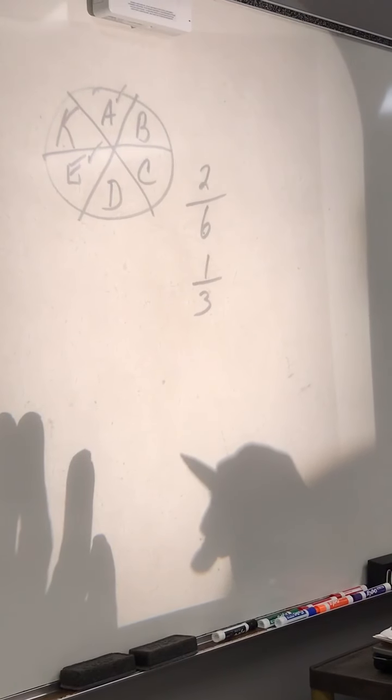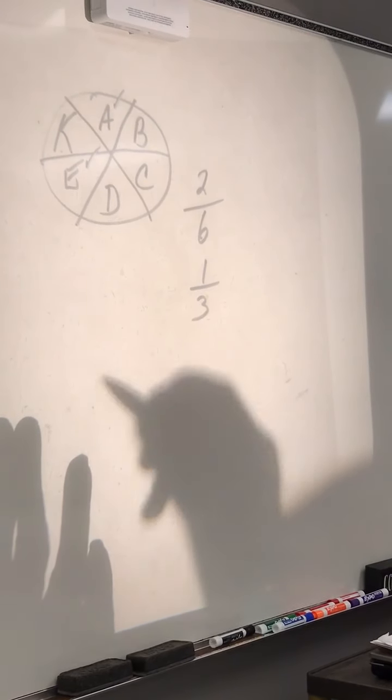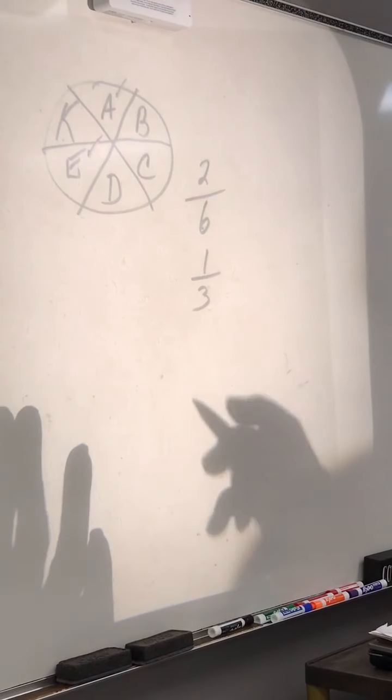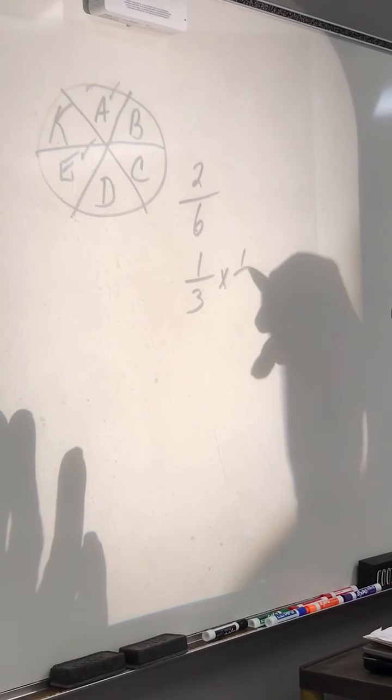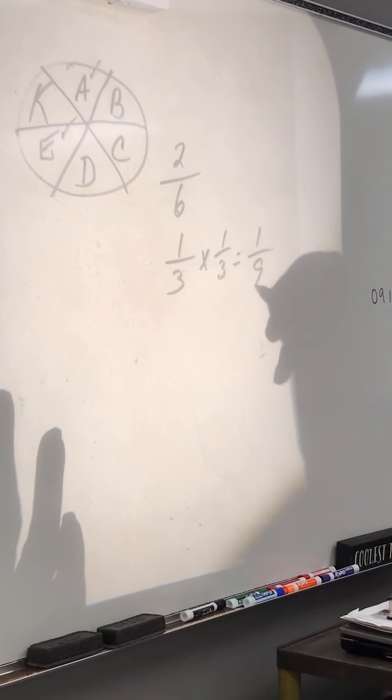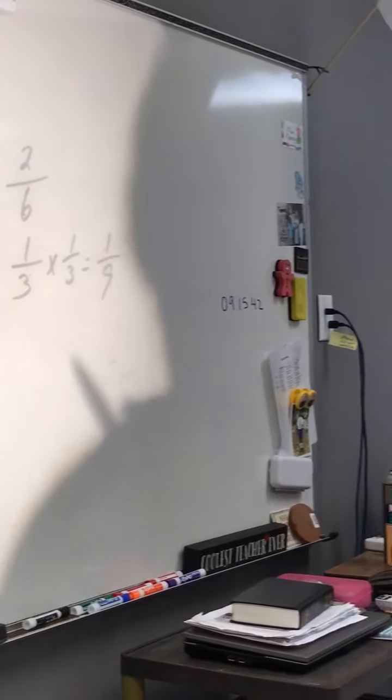The second spin, nothing has changed. We're still looking for the probability of getting a vowel. So it's still 1/3, but we have to multiply 1/3 times 1/3, and we get 1/9. So the probability of getting a vowel on each of those spins would be 1/3 times 1/3 equals 1/9. Some of you have been missing problems similar to this on your homework. So I hope you understand, and if you don't, just call me.